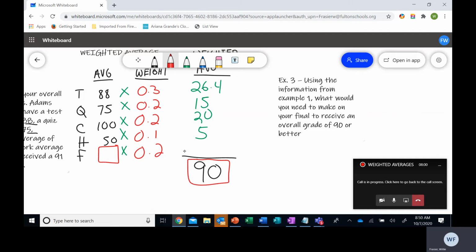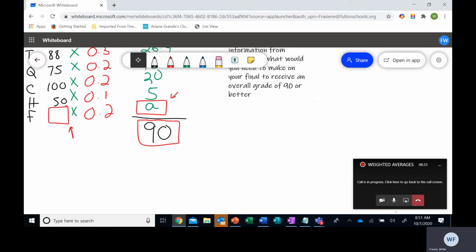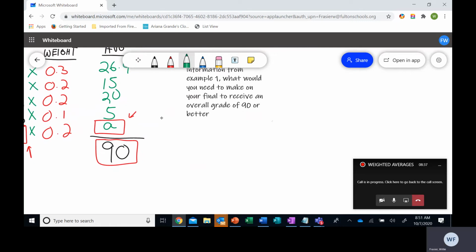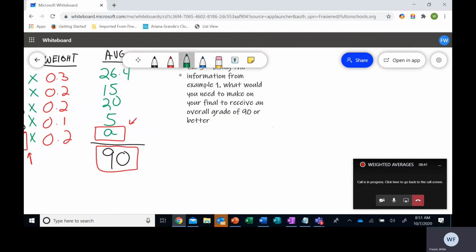So here we're going to have to look for 2 different numbers. We have to look for this number, and then we have to look for this number. Let's go ahead and do that. If I add all this together, let's create a letter and call this one A. We'll add all these together, set it equal to 90, and solve for A, and that will give us this number right here. So we take 26.4 plus 15 plus 20 plus 5 plus A, that's what we don't know, equals 90.